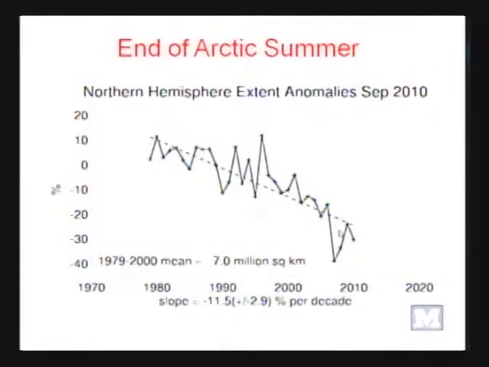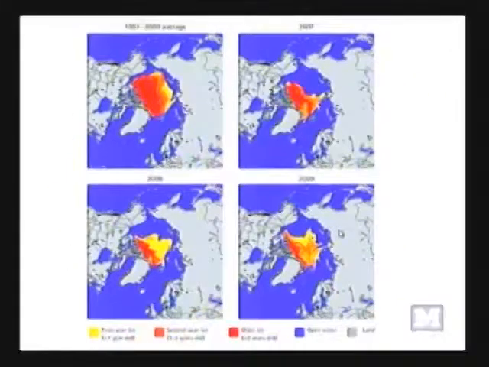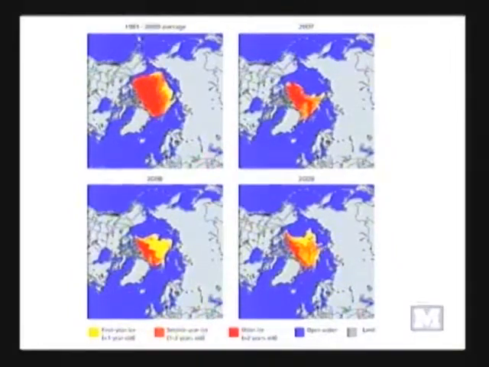Now, it's important, again, to pay attention to the thickness of the ice, not just the areal extent, but the thickness. Here's a collection of 4 depictions. The upper left here is the average sea ice over 1981 to 2000 in terms of its thickness, with the dark red being what we call multi-year ice. It's been around for more than 2 years.